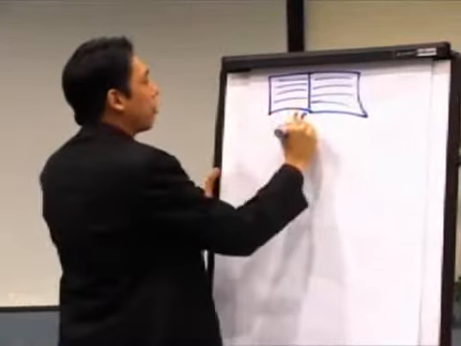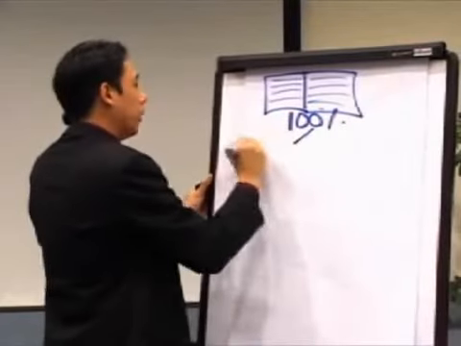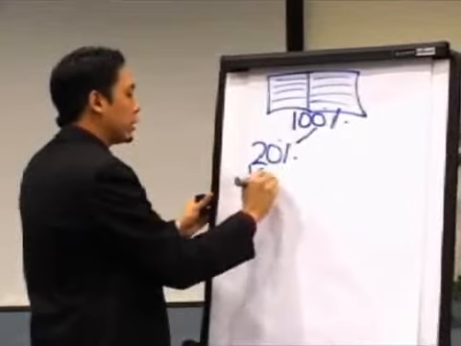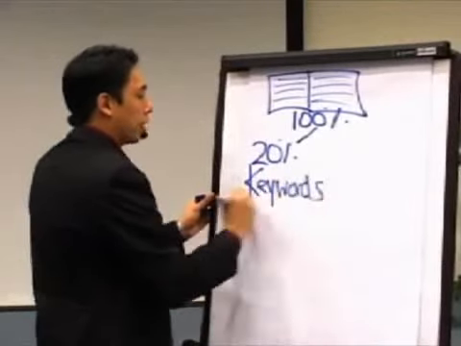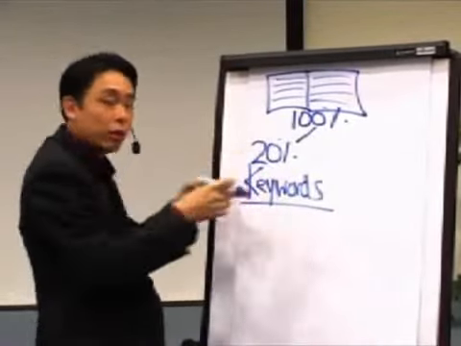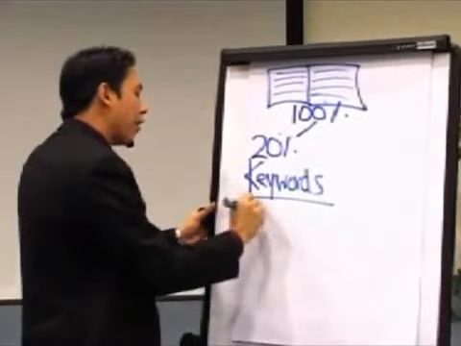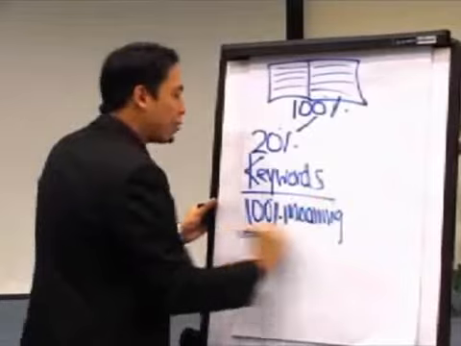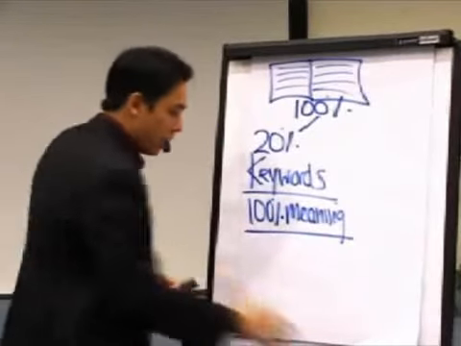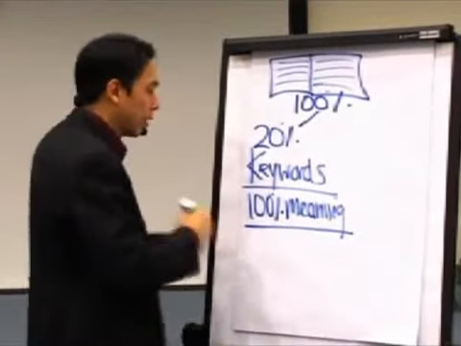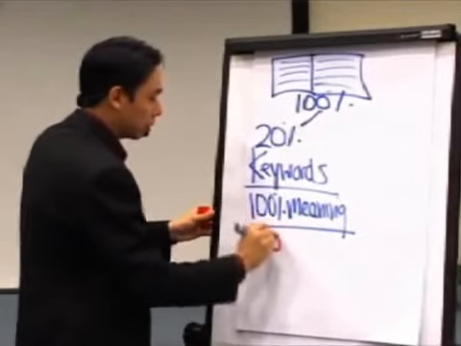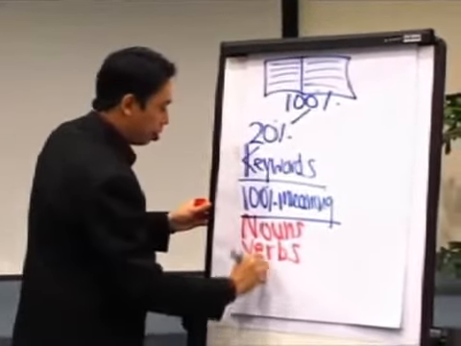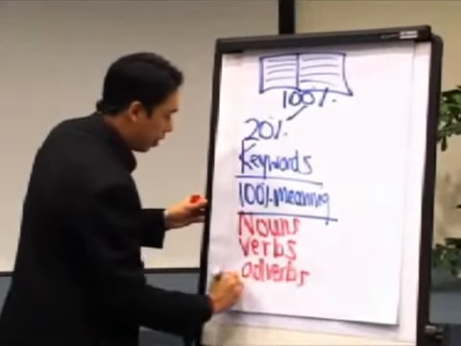Out of 100% of the words, only 20% of the words are important. And we call this the keywords. Keywords are the words in the text or in the teacher's notes that give you 100% of the meaning. That's right, 100% just from 20% of the keywords. And normally keywords are words like nouns, verbs, adverbs, and adjectives.